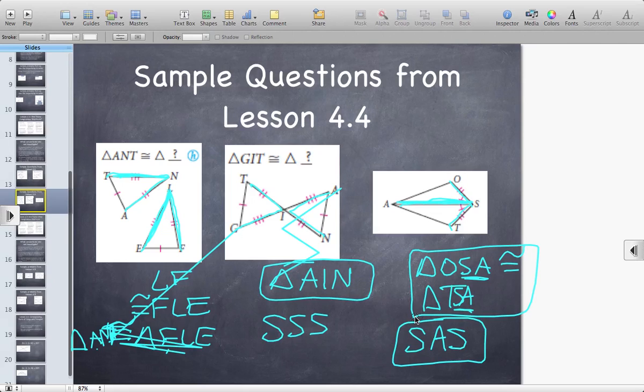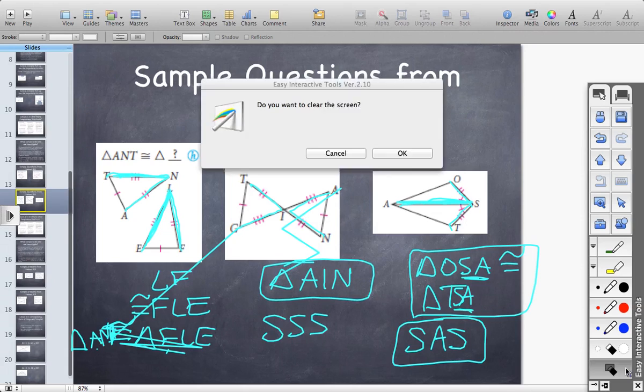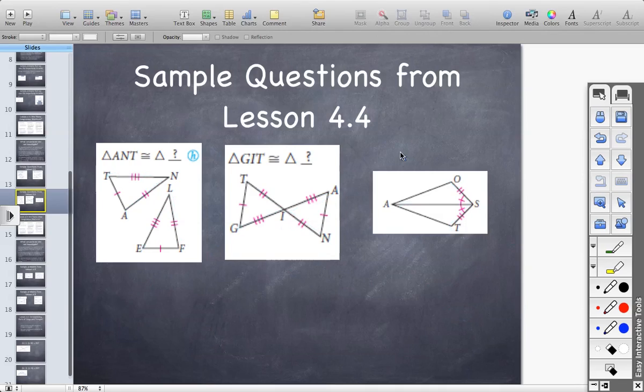And that's pretty much what we're going to be doing with our triangles, using our conjectures to prove if triangles are congruent to one another. And if we know that there are conjectures there, how can we name the triangle appropriately to be congruent?